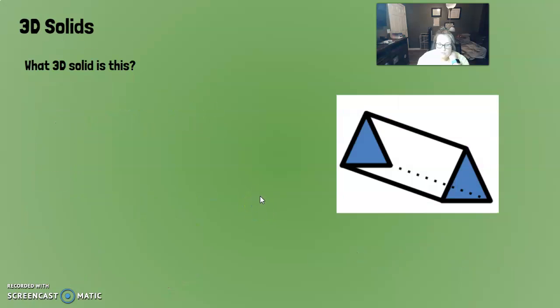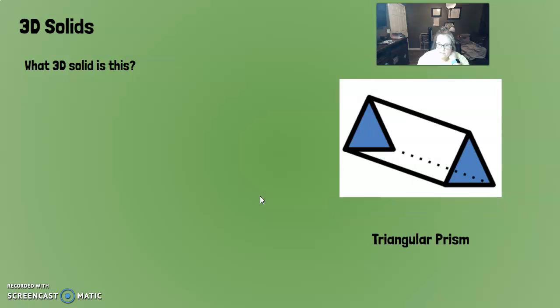Let's look at this one. What's this called? That's right, it's a triangular prism. And what do we know about triangular prisms?